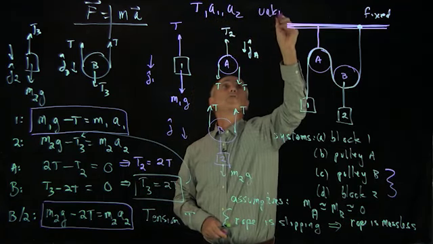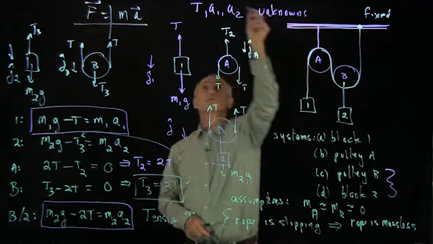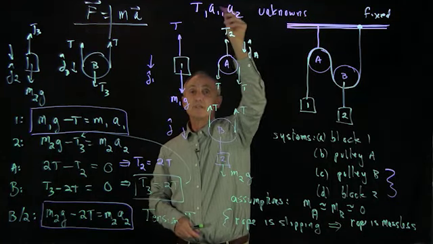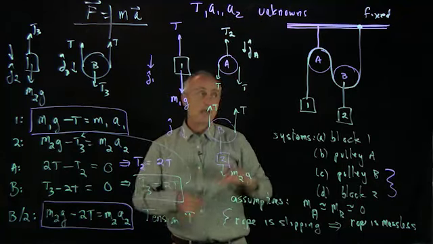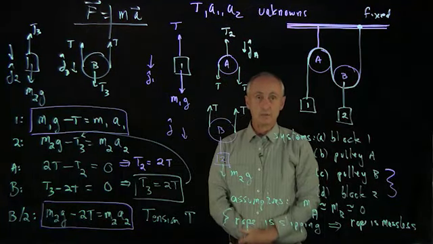These are our unknowns. And now our next step is to try to figure out what is the missing condition that's relating some of these unknowns. And that will be a constraint condition that we'll analyze next.